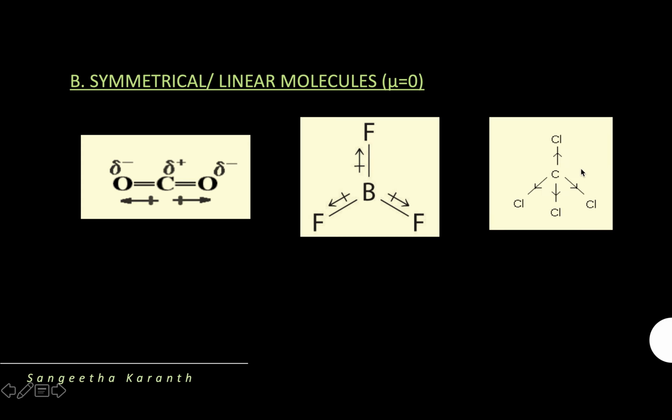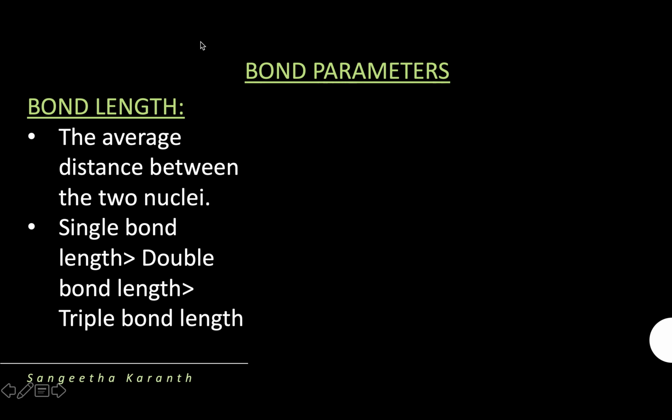Next, coming on to CCl4. Again it is a tetrahedron and it is an example of a symmetrical molecule. Again the resultant dipole moment due to these three bonds, which is in the opposite direction to the dipole moment of this bond, will cancel each other. They are equal and opposite to each other and hence the overall dipole moment of the molecule is 0. So we have to remember, in linear molecules and symmetrical molecules, the overall dipole moment of the molecule will be equal to 0.